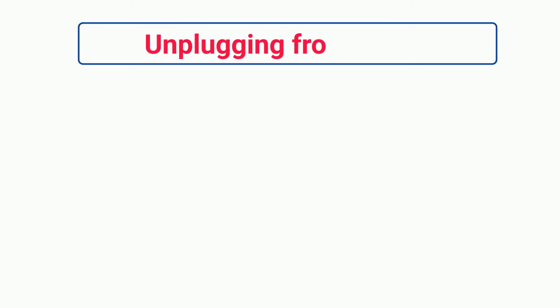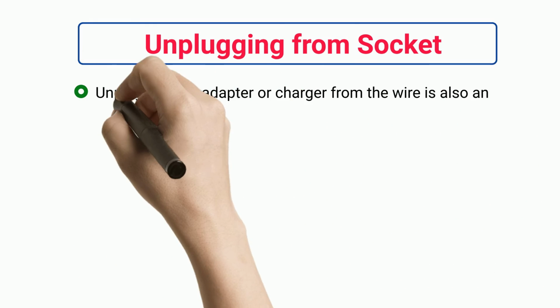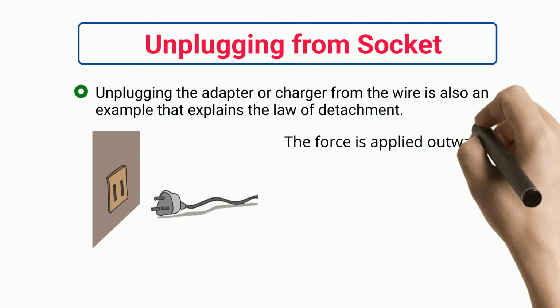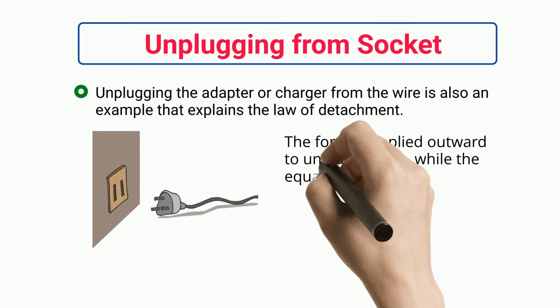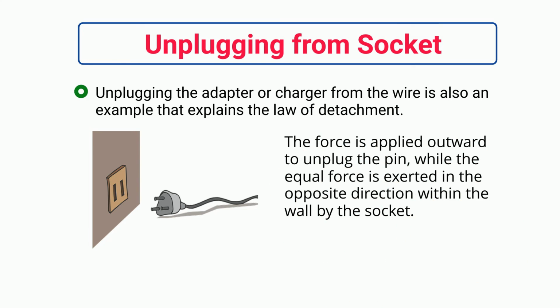Unplugging from socket. Unplugging the adapter or charger from the wire is also an example that explains the law of detachment. The force is applied outward to unplug the pin, while an equal force is exerted in the opposite direction within the wall by the socket.